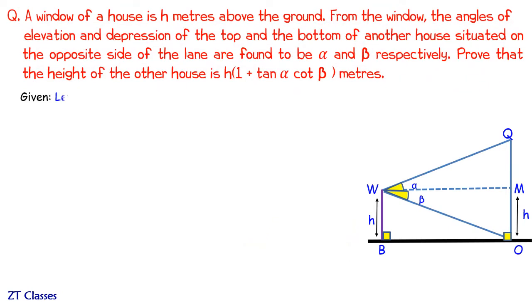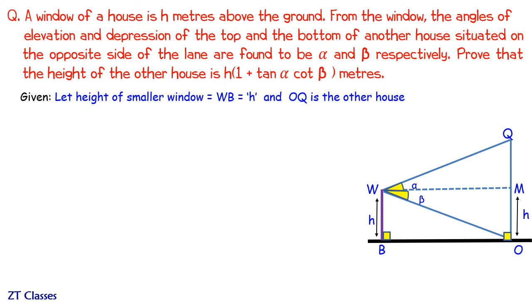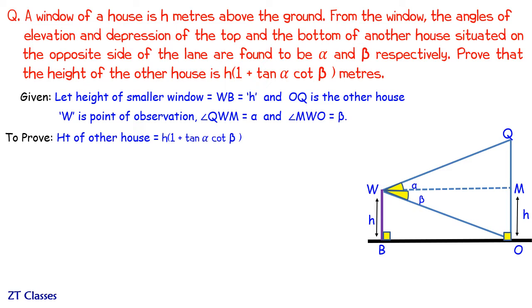In this question, given is the height of the smaller house, WB, and the other house is represented by OQ. W is the point of observation, that's the window of the smaller building, and QWM, that's the angle of elevation, is given as alpha, and angle MWO is given as beta. We have to prove the height of the house, that is QO, the full house, is h times 1 plus tan alpha cot beta. Let's see the proof of this.